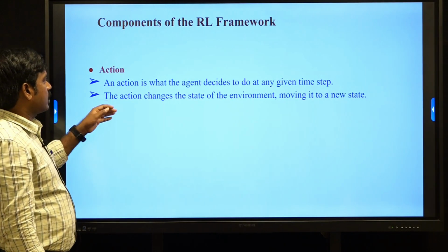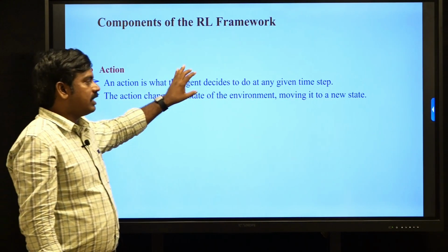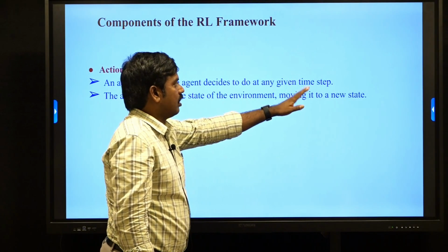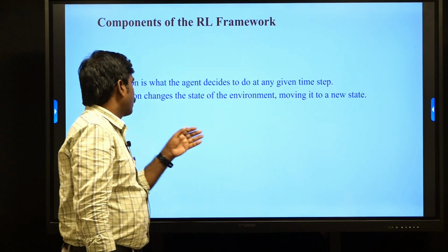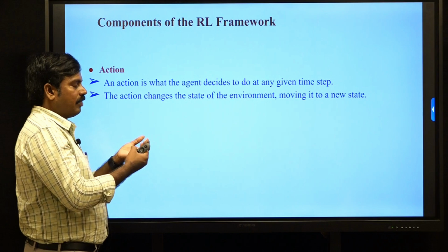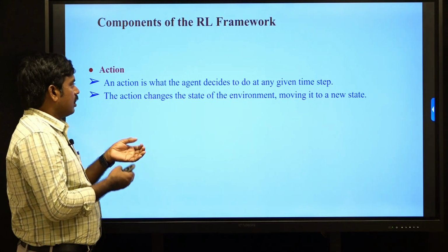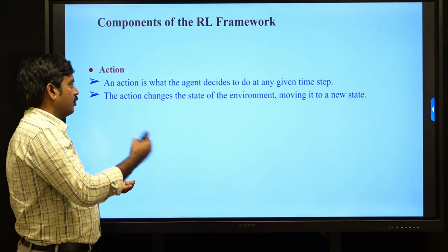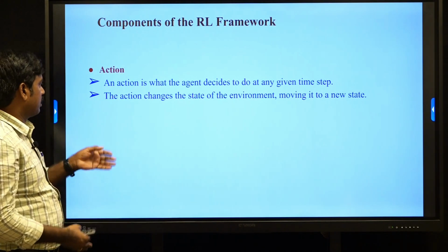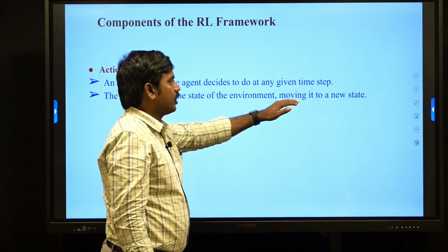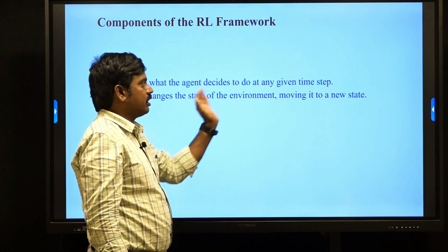Next one is actions. The action is what the agent decides to do at any given time step in the environment. The agent looks at the available options of the environment, takes any one option and applies that action on the environment, which affects the environment. The action changes the state of the environment, moving it to a new state.